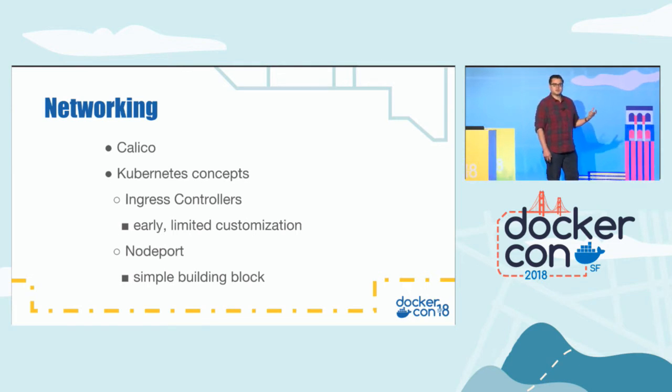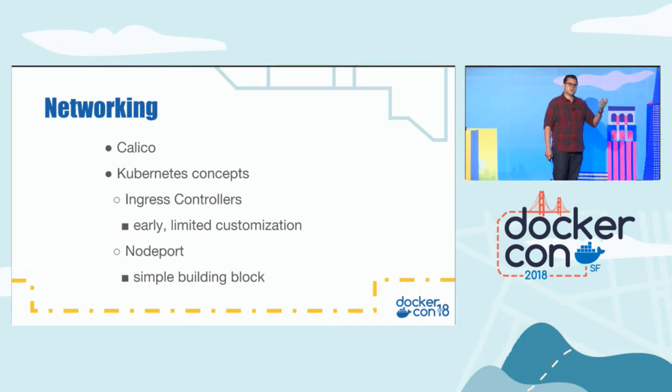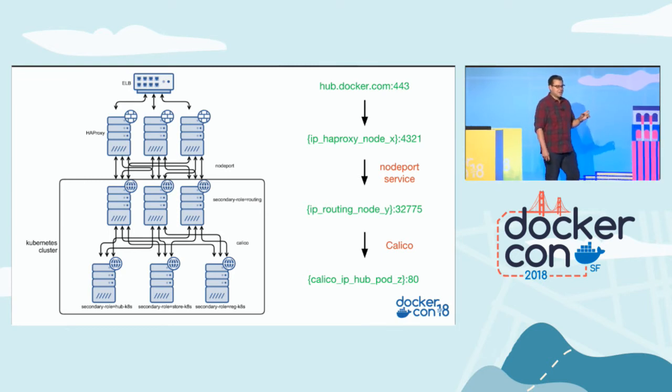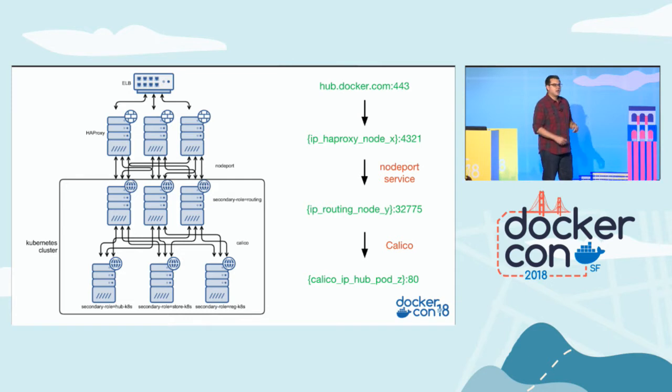So Kubernetes has this concept of node port services. This lets you specify a port on every node in the cluster that will be linked into a service behind it. So we decided to build on top of that. What we came up with is this. It looks complicated, but I promise it's not that hard. So basically, we come into our infrastructure via an ELB. From there, we have an HA proxy layer. That already existed. We were using that to route with Swarm.